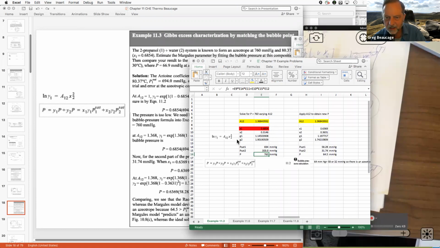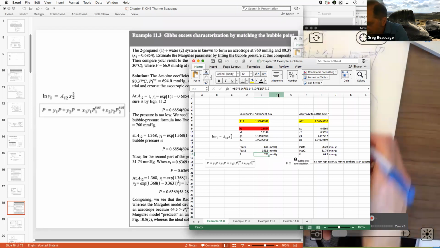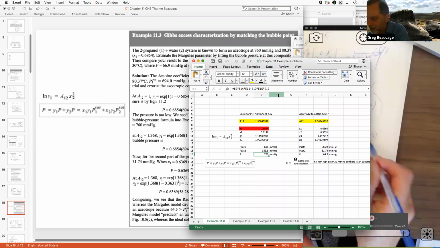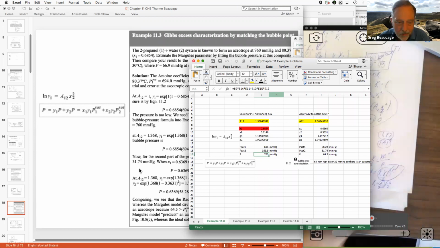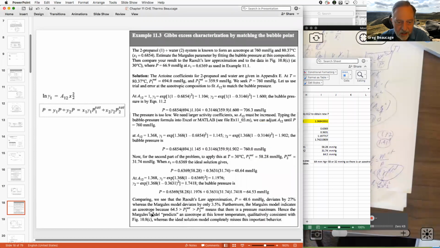That gives you the answer, which is going to be the A12 value, 1.368, 1.37. Remember, before we got 1.41 from a single calculation with all the values given. We got 1.41. So it's a little bit different doing it by this routine. The A12 is a little bit different.